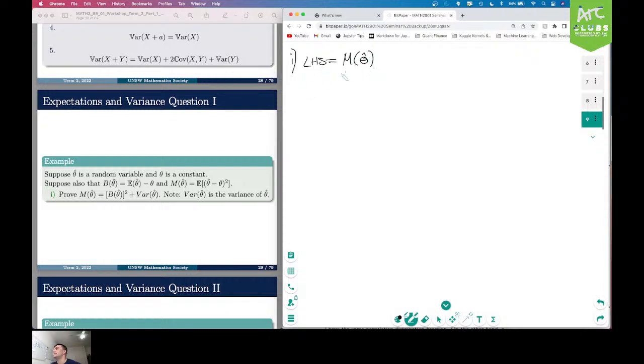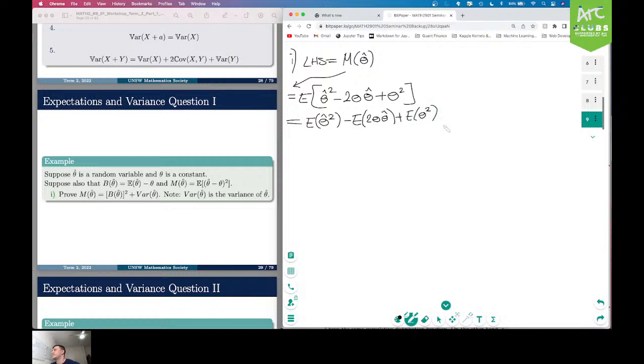And we've been told what m of theta hat is. So m of theta hat is nothing but this term over here, which I'm actually going to expand now. So what we get is e of, and if we expand what's on the inside, we get theta hat squared minus 2 theta hat theta plus theta squared. So, a squared minus 2ab plus b squared. Lovely. So remember, expectation is linear, so we're going to run expectation through each of these terms. So we get e of theta hat squared minus e of 2 theta hat theta plus e of theta squared.